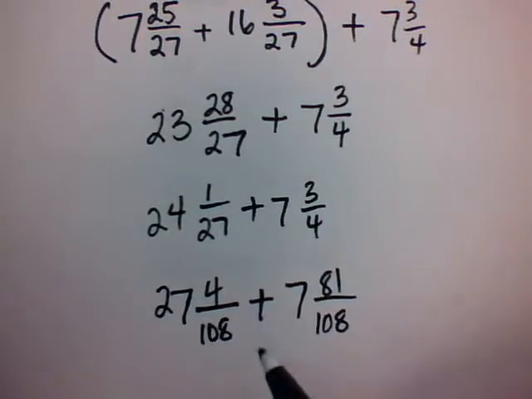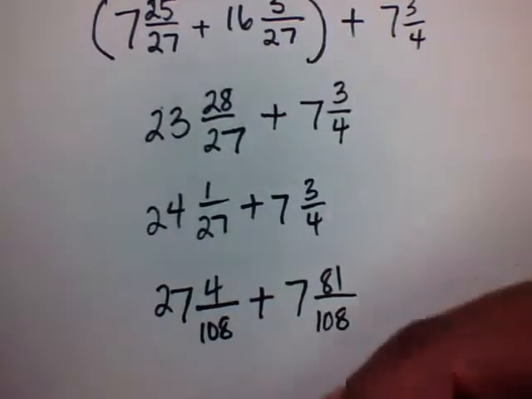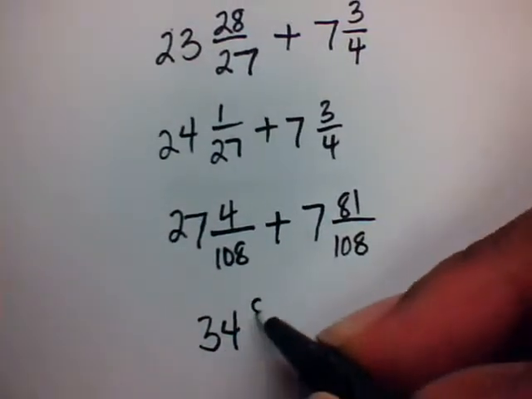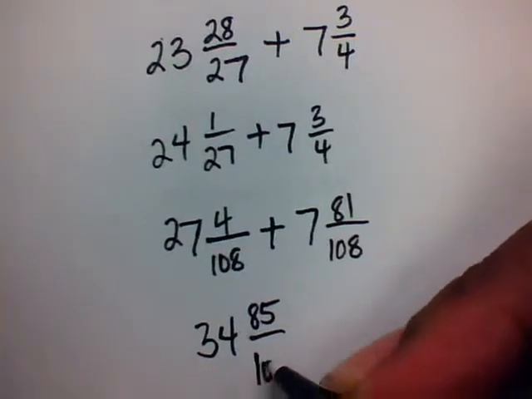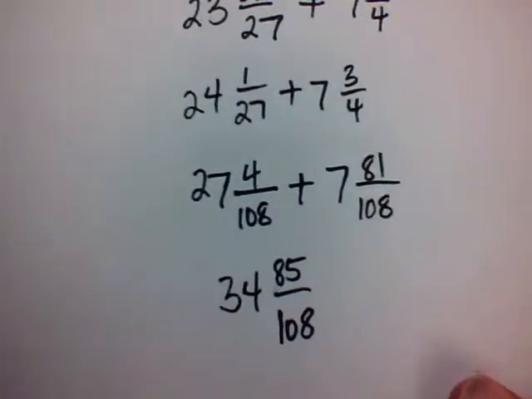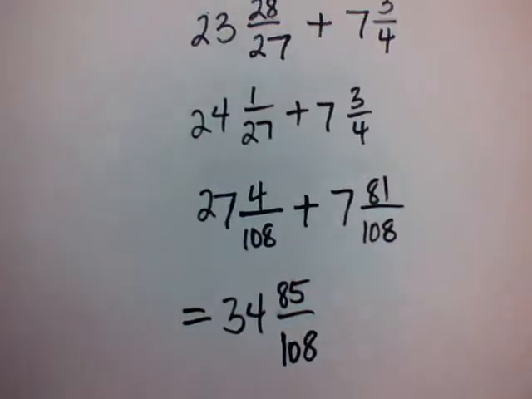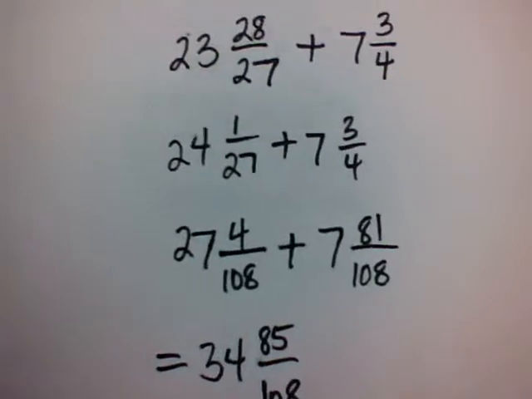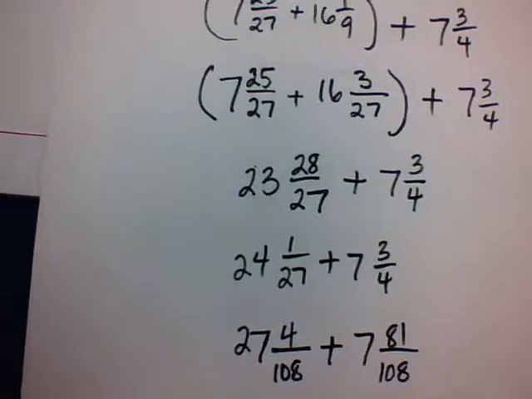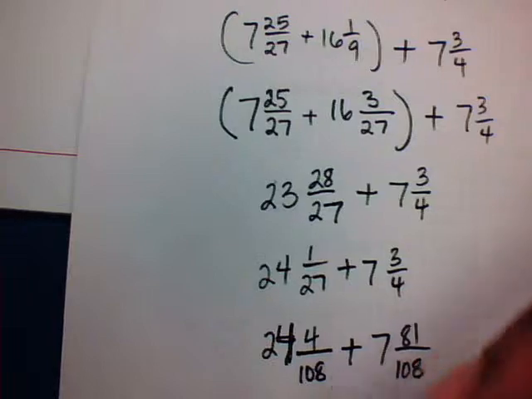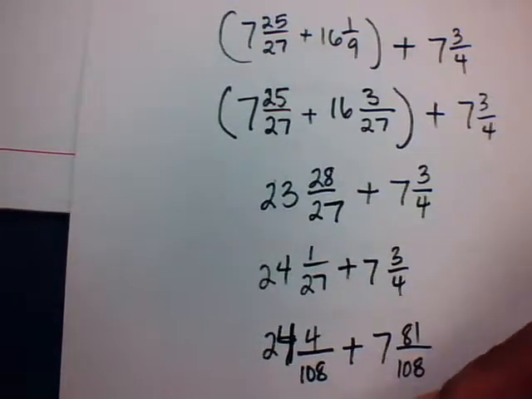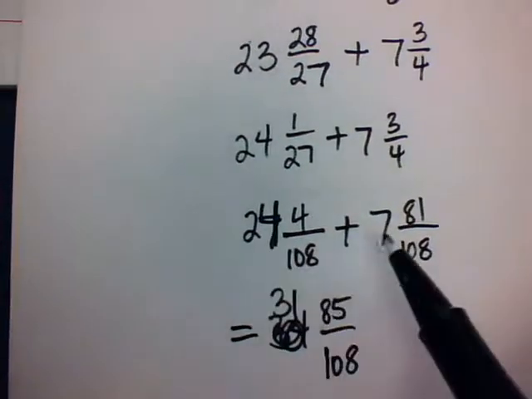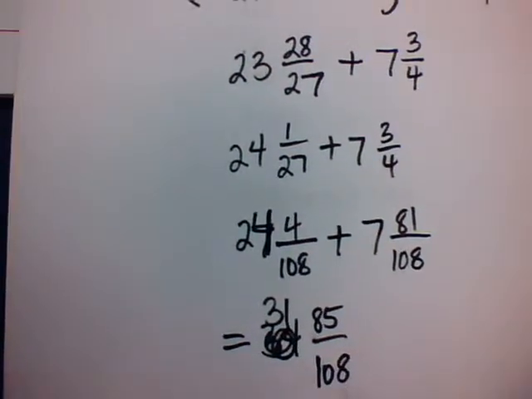Now add 24 and 7, you'll get 31. Add the 4 and the 81, you're going to get 85 over 108. And that's going to be my answer for this particular problem. I'm sorry, I had written 27, but that should be 24. So 24 plus 7, that's 31, and 85 over 108.